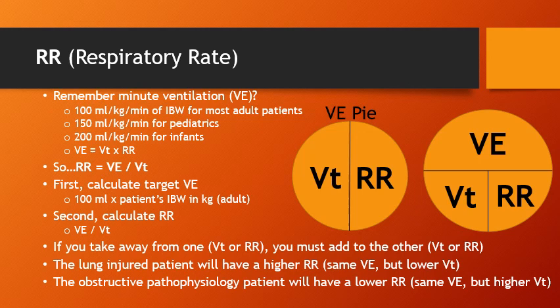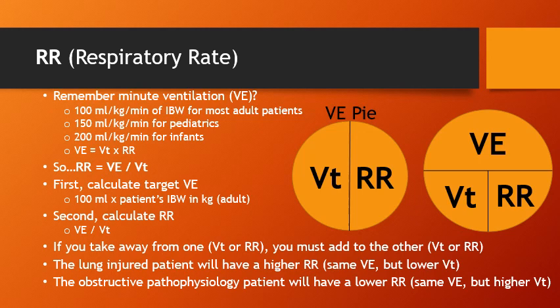Minute ventilation, if you remember, is the tidal volume multiplied by the respiratory rate. Okay, so for most adult patients, our target minute ventilation is going to be 100 milliliters per kilogram per minute of ideal body weight. For our pediatrics, that's going to increase to 150 milliliters per kilogram per minute. And then for our infants, 200 milliliters per kilogram per minute.